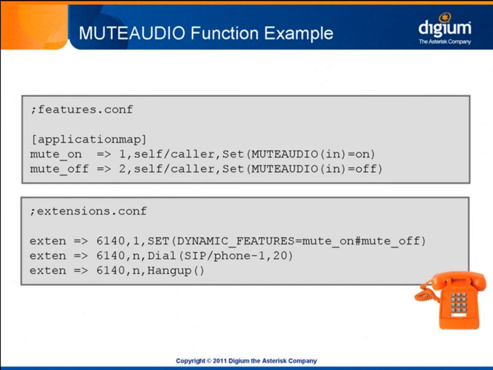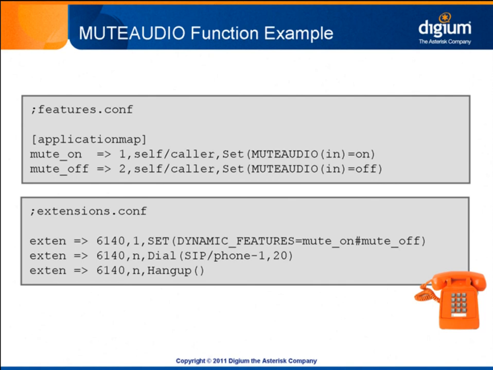Other dialplan functions manipulate audio, such as by changing the volume or shifting the pitch of the speaker's voice. Here's an example of how we can use the MUTEAUDIO function. This could be a practical way of enhancing the features available to a simple analog phone, by providing a way for the caller to mute themselves so the other call participants cannot hear them. To do this, we have to set some dynamic feature codes in the application map section of the features.conf file. If you are unfamiliar with the syntax, please review the feature codes module in the intermediate dialplan chapter.